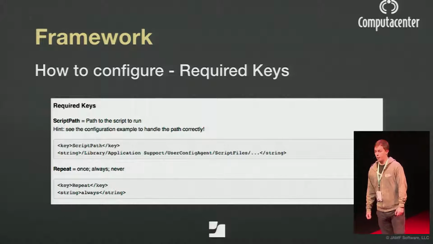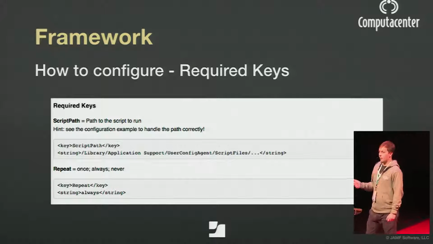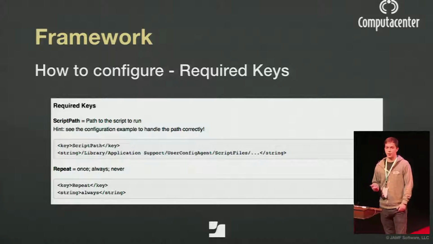So what are the required keys? Actually, that's a full-blown configuration I showed you. For the first step, we only need a script path. What do you want to execute to configure? And you need a repeat cycle. Do you want it once, always, or never?